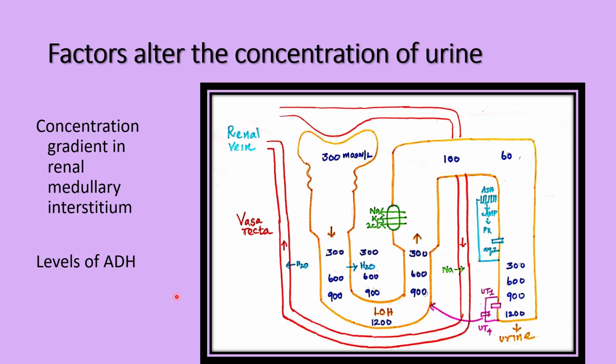And the level of ADH. ADH is important for the reabsorption of water in the distal convoluted tubule and collecting duct. That also plays a very important role in the concentration of the urine.